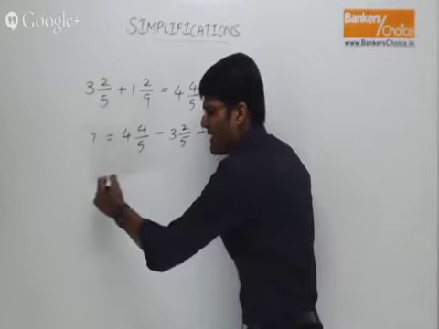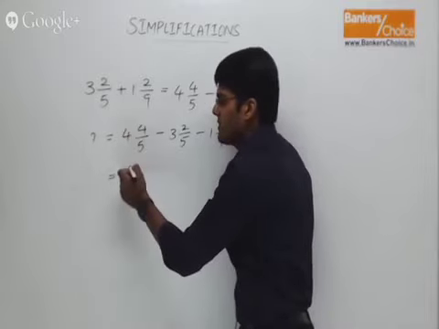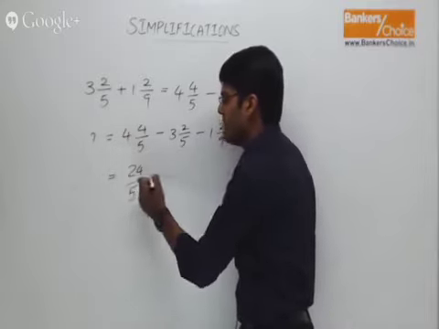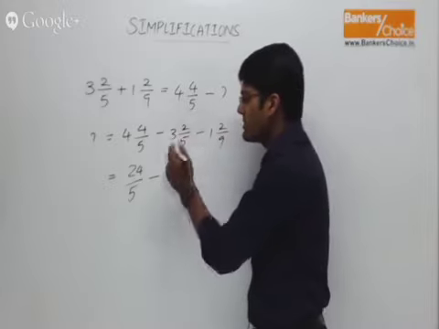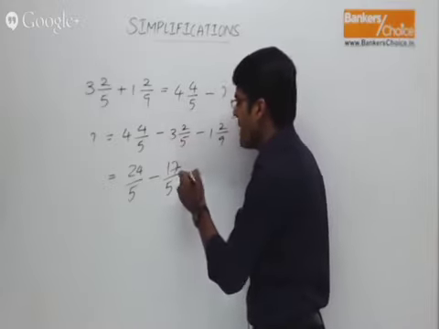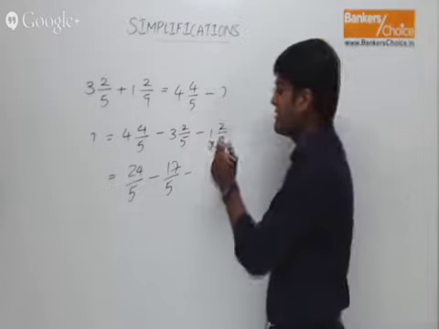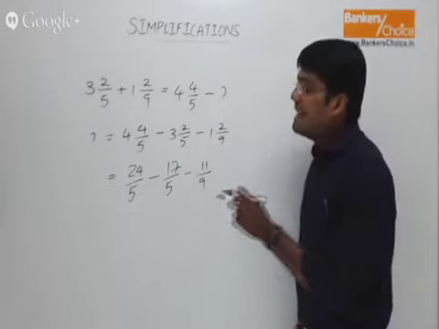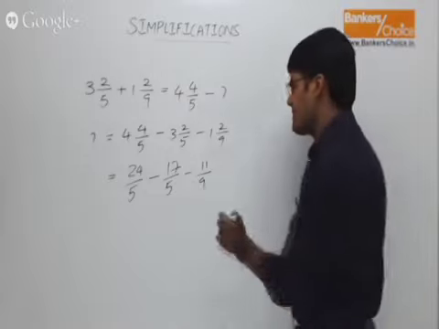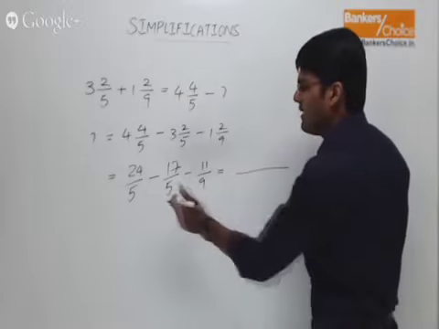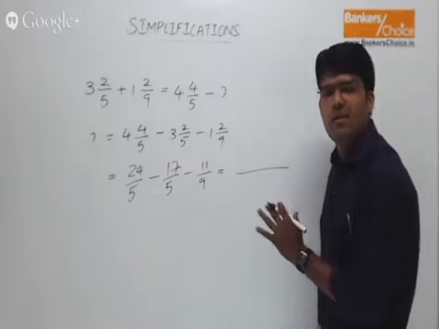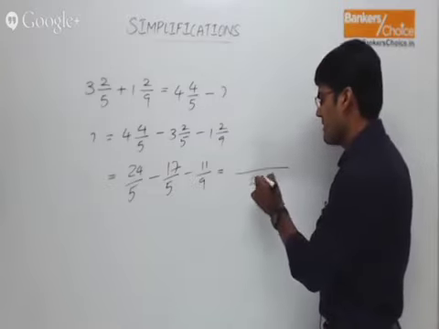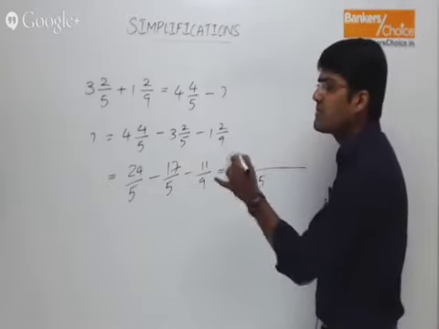Now, going by the traditional method, 4 into 5, 20, 20 plus 4, 24, 24 by 5 minus 3 into 5, 15 plus 2, 17 by 5 minus 1 into 9, 9 plus 2, 11, 11 by 9. And then what do we do? We take the LCM of the denominators and try to simplify it. What will be the LCM? What's the least common multiple of 5 and 9? 45. So take 45 in the denominator. And then we'll try to simplify the numerators.